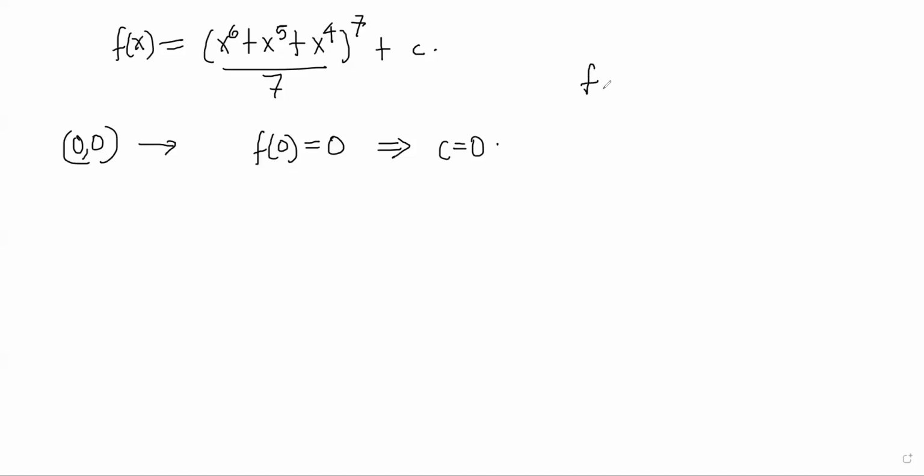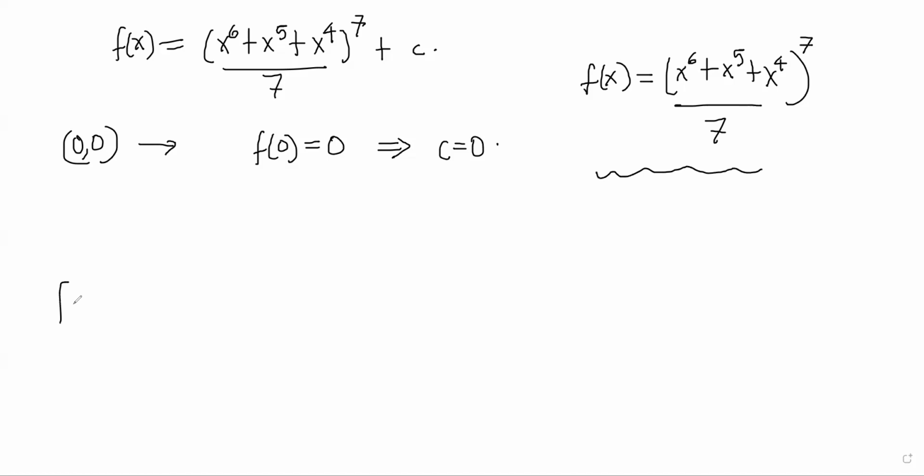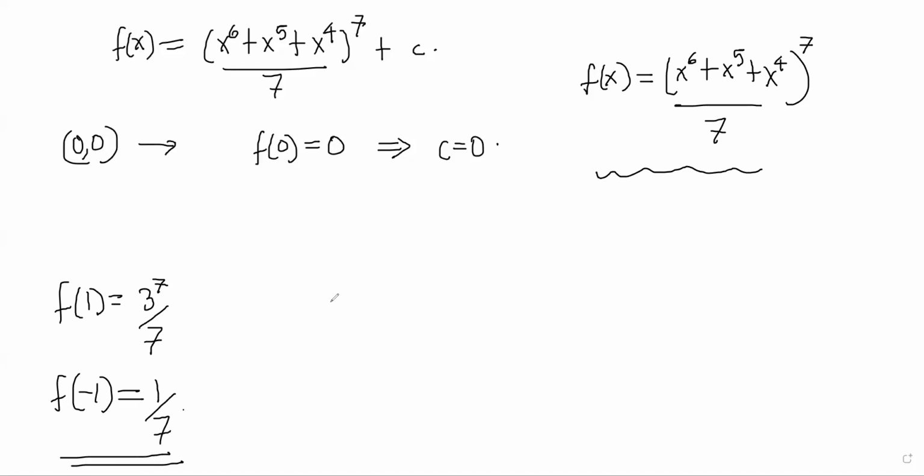So finally, you come up with the answer. f of x is (x power 6 plus x power 5 plus x power 4) whole to the power of 7, divided by 7. From here, we can find out f of 1. f of 1 is clearly going to be (1 plus 1 plus 1), so 3 power 7 by 7. And f of minus 1 is going to be (1 plus 1 minus 1), so 1 by 7. So that becomes your solution for this problem.